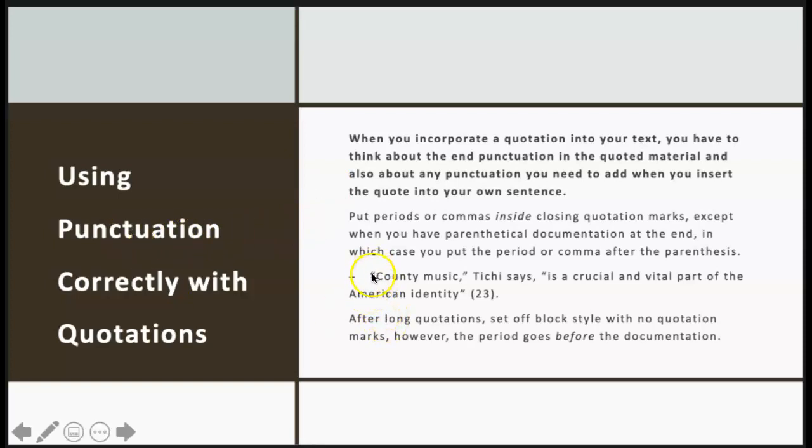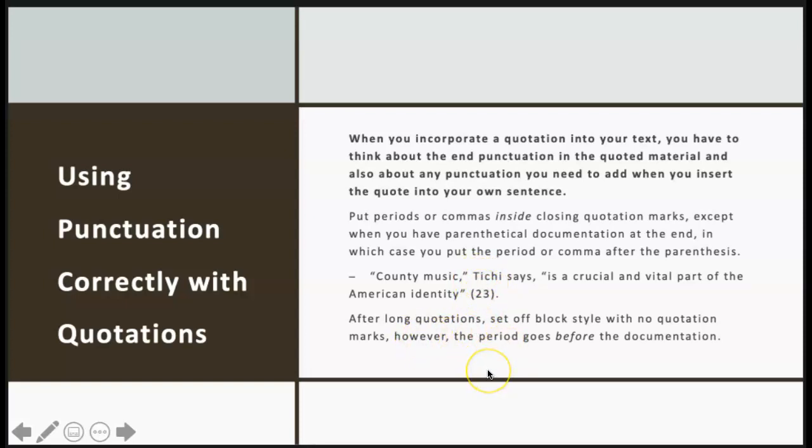So here's the example. Country music. So the quote is going to pause to identify the person who says it and then pick back up. So the comma goes inside the quotes. Teachy says, comma, open the quotes, "is a crucial and vital part of the American identity." Notice not a capital letter because we're just continuing the same sentence. Close the quotes, 23 in parentheses, period after the parentheses. We didn't need Teachy because we've already identified Teachy in the sentence.